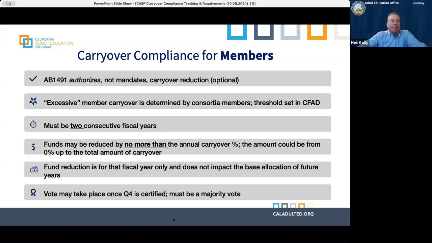And then finally, when you do that majority vote, it has to take place once Q4 is certified. And in the legislation, it says it must be a majority vote. So if you have bylaws that are different than majority vote, some have consensus, some give votes out, this member gets 6 votes and this member gets 1 vote. It's a majority vote and a 1-on-1 vote. So that's a little different maybe than your bylaws. So that's something to consider as well when you look at the member carryover.